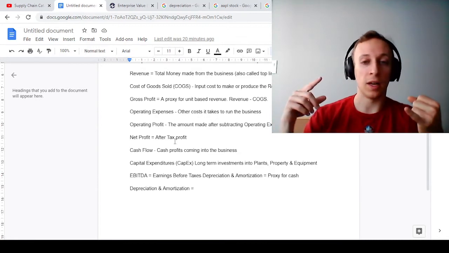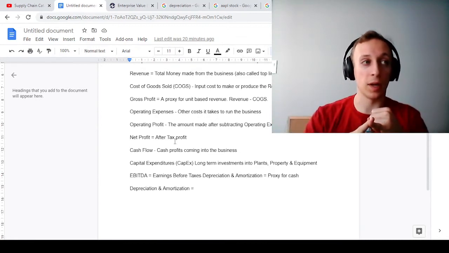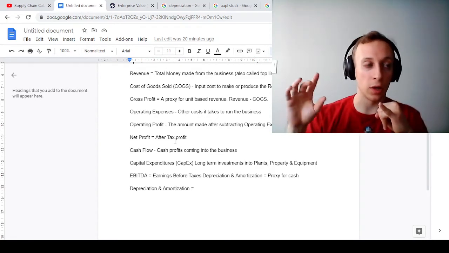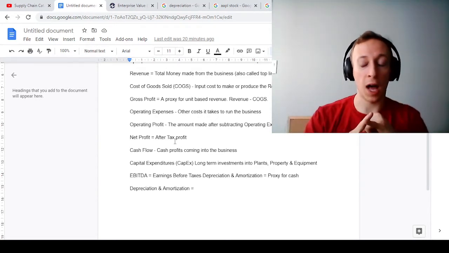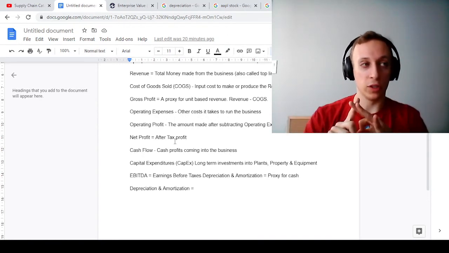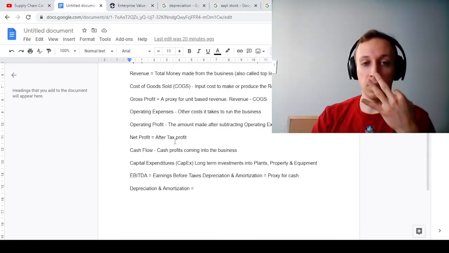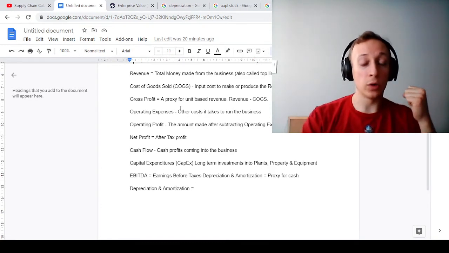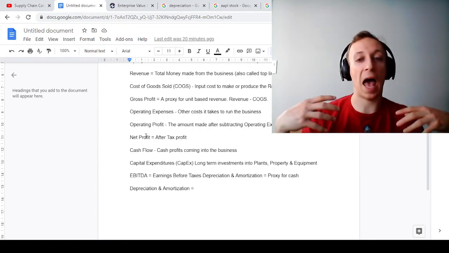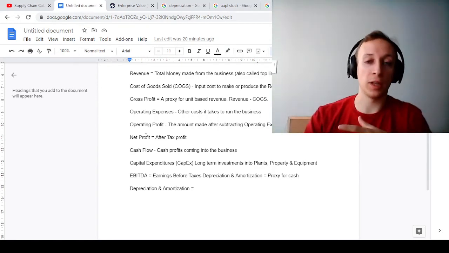So plant, property, and equipment is a common one, or stuff like rent. It's not the actual long-term equipment, but short-term stuff, so cups. Sales and marketing, and research and development, those are the three most common operating expenses. And when you subtract out the operating expenses from the gross profit, you get operating profit. So that's the amount you made after subtracting the cost to operate the business.